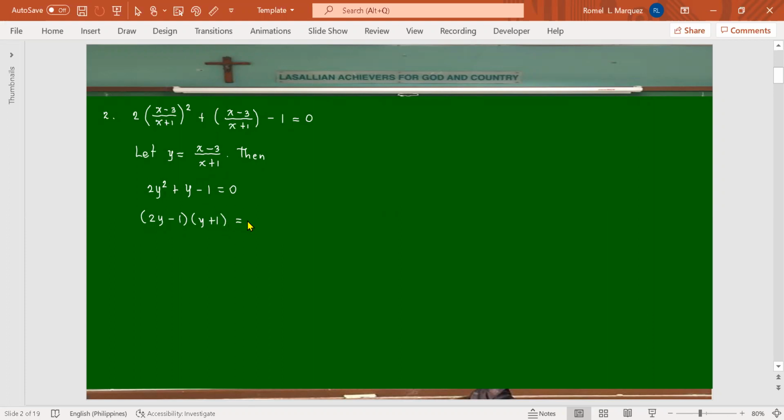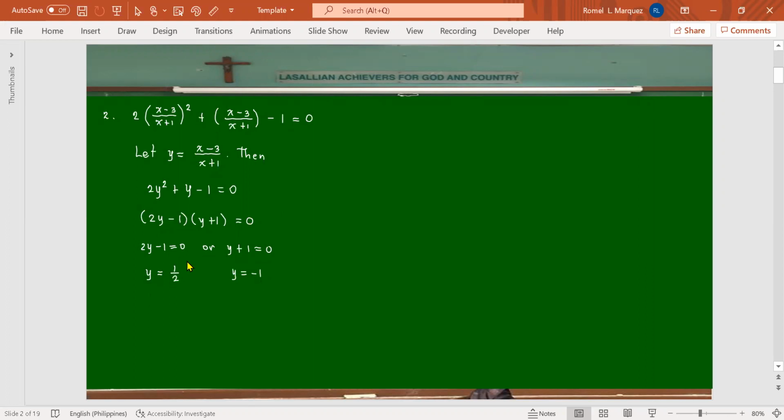Am I correct with my factors on the left side? Yes. Okay, that is the factor form, sir. So equating each factor to 0 by using the zero factor property, we will be able to solve for the value of y. y equals 1/2 or y equals -1.